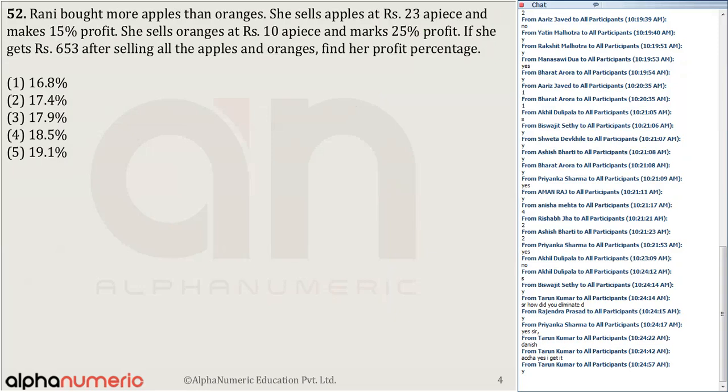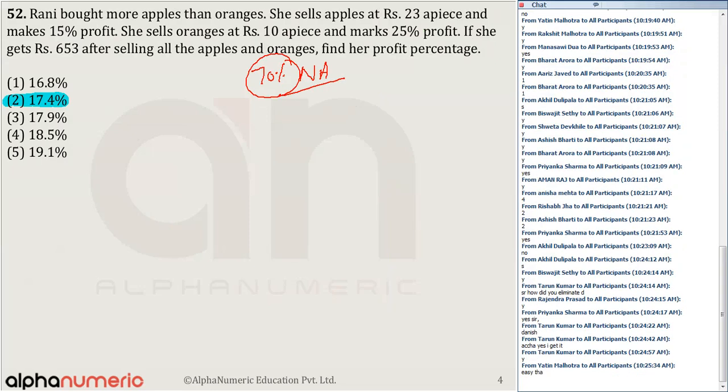The correct answer for this question is option number B, that is 17.4%. Most of you have left this question. Roughly 70% of you have not attempted it. But yes, 17% of you have got it right, and 13% of you have got it wrong. Maximum people have not attempted.